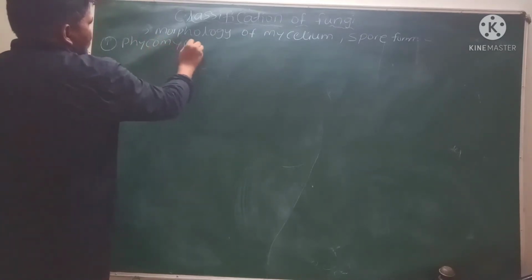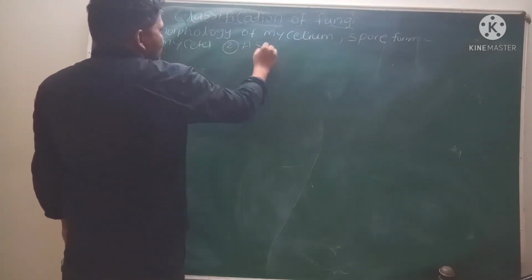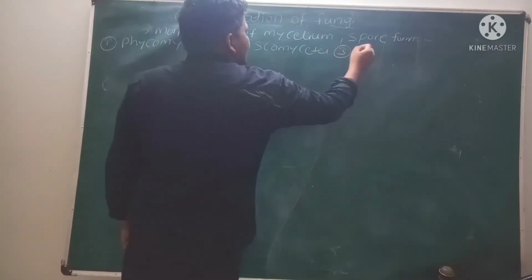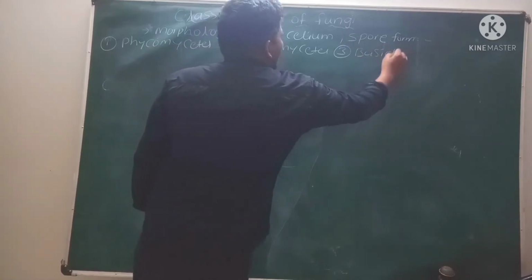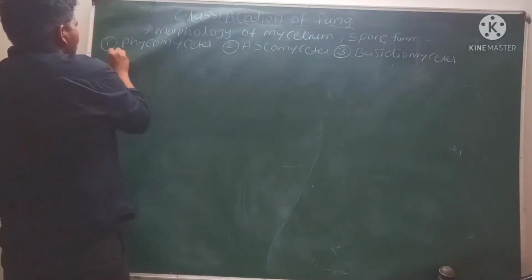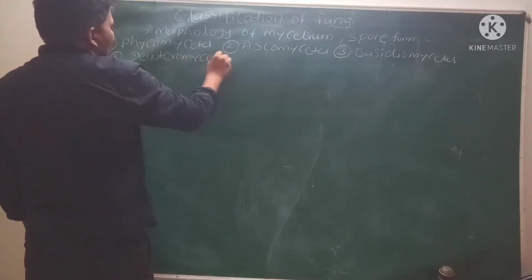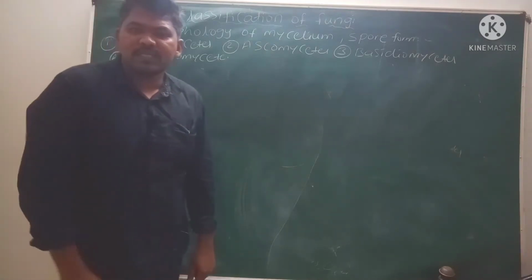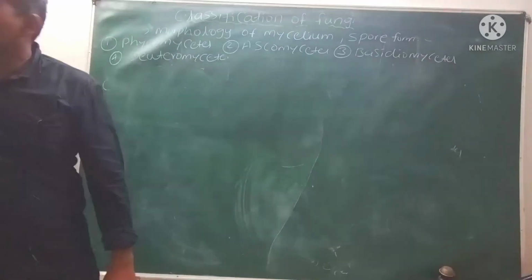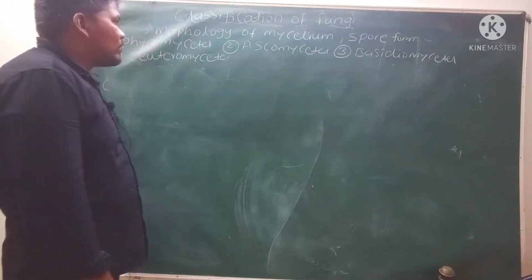phycomycetes, number 2 is ascomycetes, number 3 is basidiomycetes, number 4 is deuteromycetes. Phycomycetes, ascomycetes, basidiomycetes and deuteromycetes. These are the 4 groups of fungi. Then one by one we have to discuss.